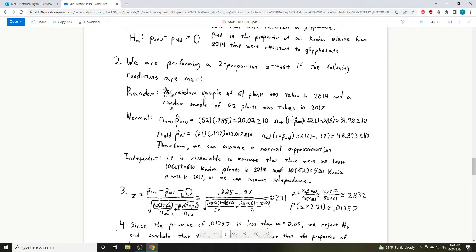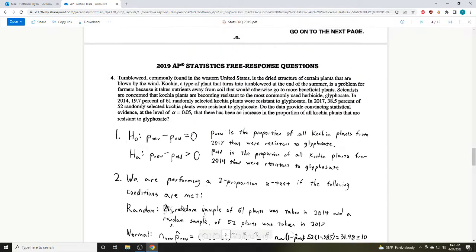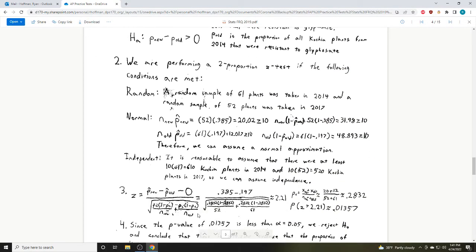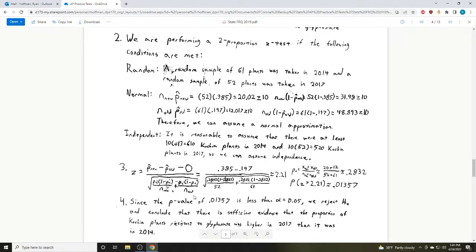Down here, here's the formula for your z-score. And remember that when we do our 2-proportion z-test, we need a pooled proportion because this standard deviation is based on our null hypothesis. If it's based on our null hypothesis, then our null hypothesis is that these two proportions are the same. So we're going to have one big proportion that we are calling p hat sub c, the pooled proportion, and this is in your formula sheet.